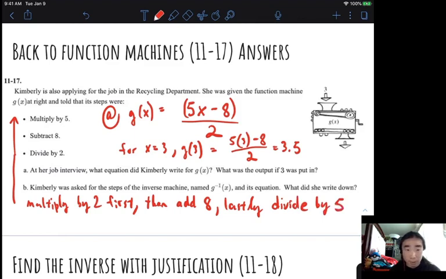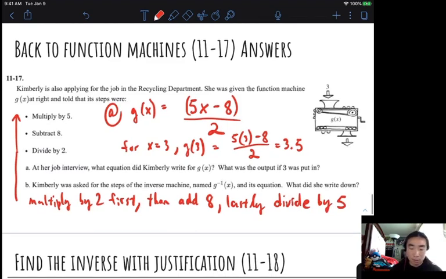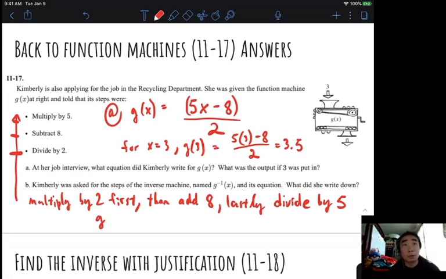Those are the steps. Notice they go in the opposite order as they go here. And then we can write that out as an equation. G inverse of x, and then we'll translate our words into symbols. Equals, multiply by 2, add 8, then divide by 5.